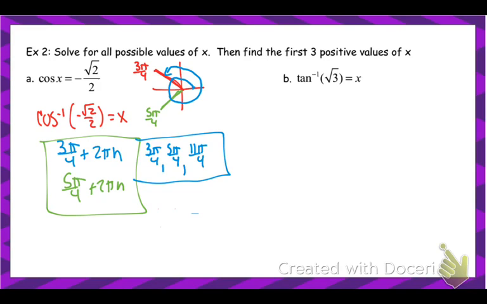Again, it keeps on going. There's an infinite number, but 3 pi over 4 is the first positive one, and then it just continues from there.